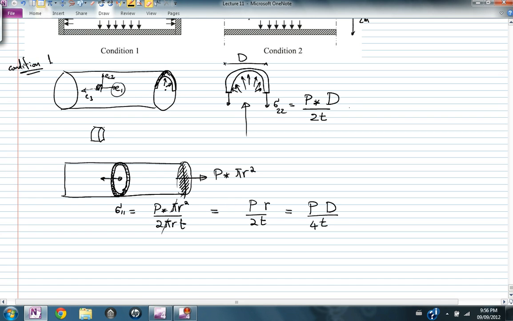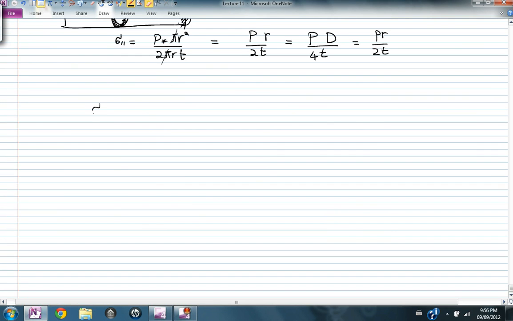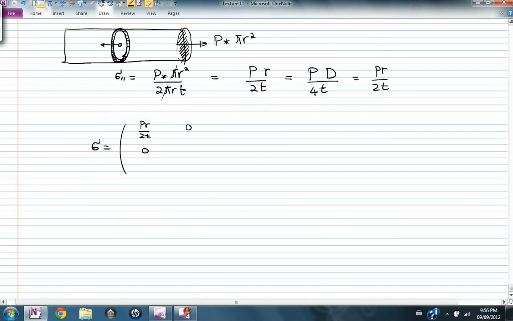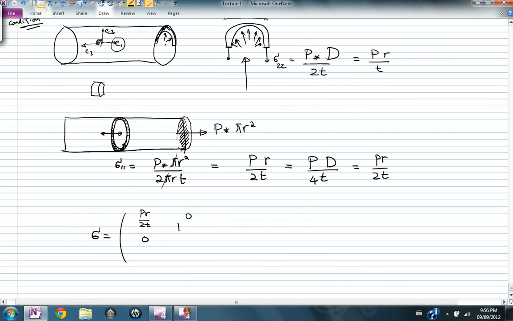Or you can leave it in terms of the radius, PR over 2t, and this in terms of the radius will be P. Instead of D, I'm going to put 2R divided by 2, so PR over T. And in this case, sigma 33 is 0. So I have a stress matrix that looks like this. Sigma 1 is equal to PR over 2T, and sigma 2 is equal to PR over T.